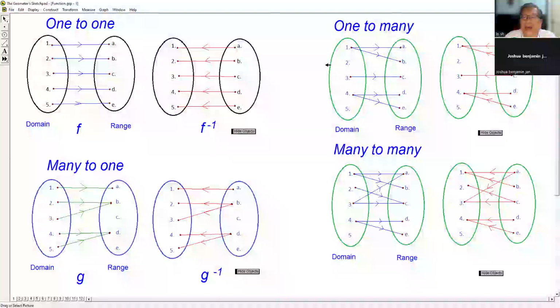Now we look at the second type here. These are the numbers given in the question. 1, 2, 3, 4, 5, right? And for this number 1, I can have two answers, A and B. Now, this type is not called a function. This is just a relation. One question, you can have two answers.